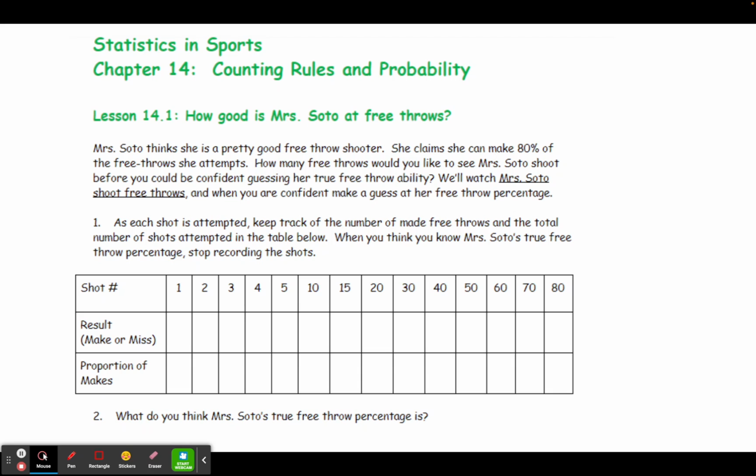And so, what we want to know today is how many free throws would we have to watch in order to determine if Mrs. Soto or your math teacher actually was an 80% free throw shooter? So, in other words, how many shots would we have to watch before we could feel pretty confident in making a guess at what her true ability is?